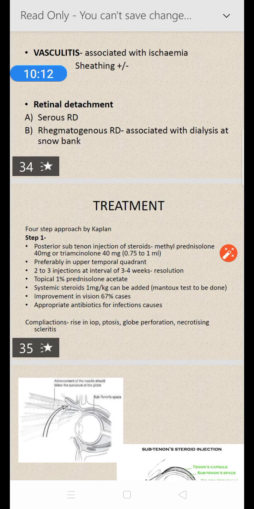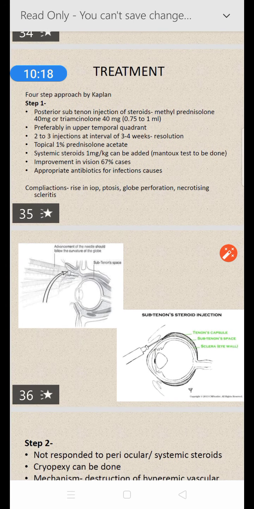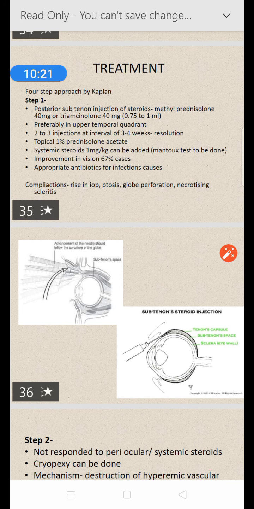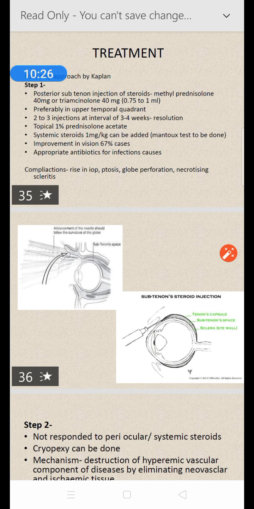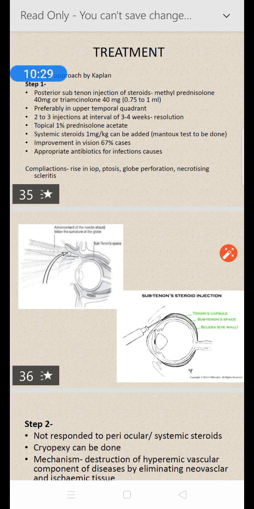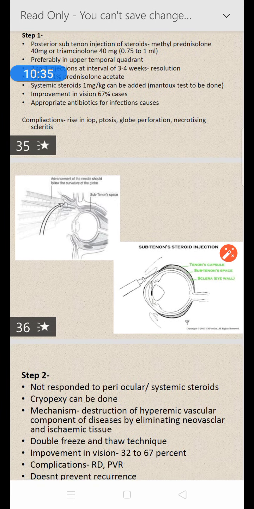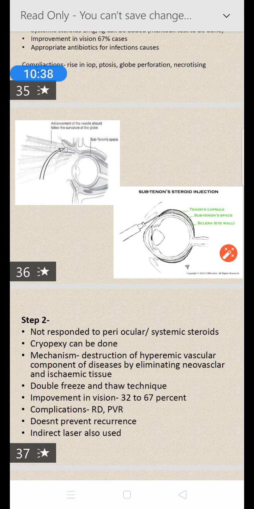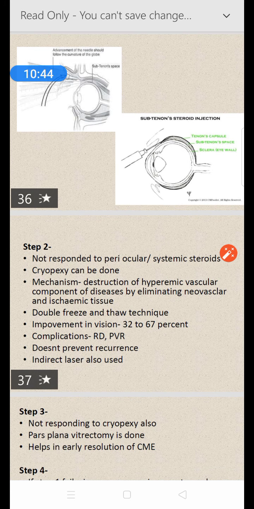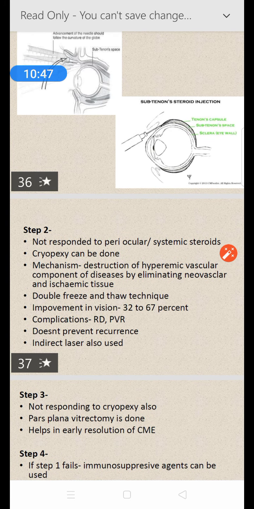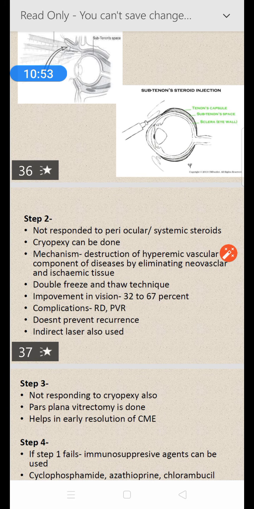Coming to the treatment, the four-step approach by Kaplan plays a very important role and gives a good treatment protocol for intermediate uveitis. Step 1, when you diagnose intermediate uveitis, you can straight away start subtenon injection of steroids, preferably in the upper temporal quadrant. If it fails, you can switch to step 2, where you can start cryopexy. What is the cryopexy mechanism? It restricts the hyperemic vascular component of the disease by eliminating neovascular and ischemic tissue.